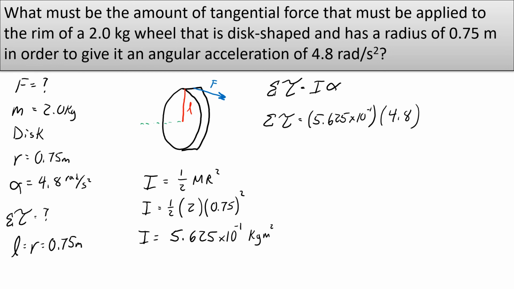That's nice. They could have given you revolutions per second squared or degrees per second squared just to add another trick in there. All right, so that's something to watch out for. Make sure your angular acceleration is in radians. So you take the answer you just got and multiply it by 4.8. And you get 2.7 Newton meters.